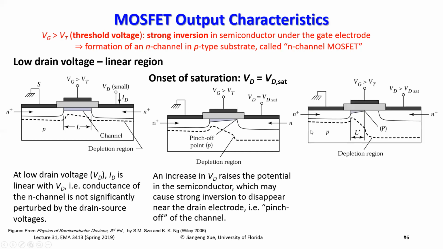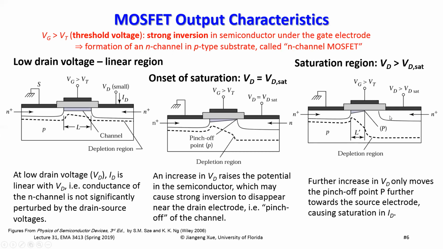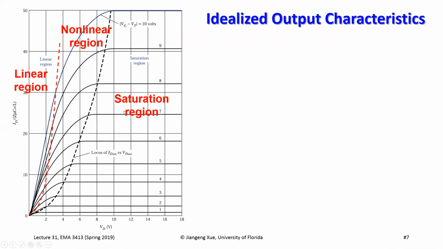And actually, if the drain voltage is even higher than that, then we are going to be seeing the pinch off point moving further away from the drain and moving closer toward the source electrode. So the increase in the drain voltage will not increase the current that we have running across the channel. Rather, it'll just be saturated. So this is the overall IV characteristics of this transistor.